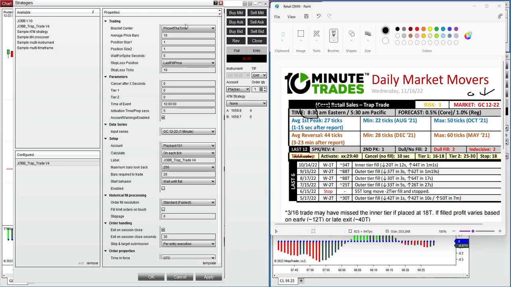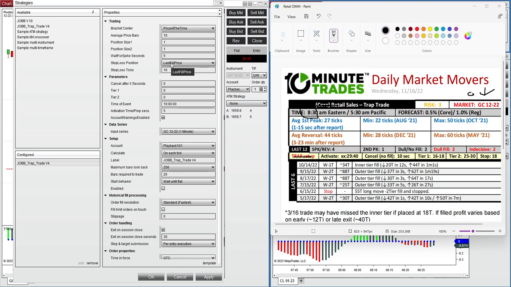Bracket center is a default. You don't do anything with it, just leave it. Average price bars, default. You don't do anything with it. Position size 1. How many contracts are you going to trade at position 1? 1, okay? Position size 2. How many contracts are you going to trade at position 2? 1 also. So that means we have a 2 contract trade, okay?